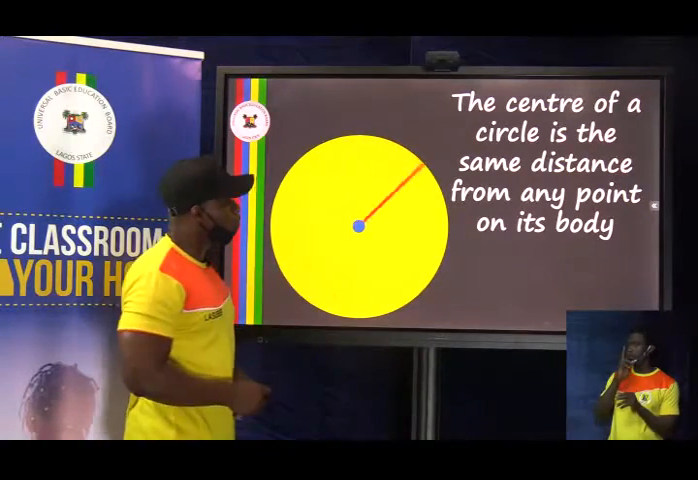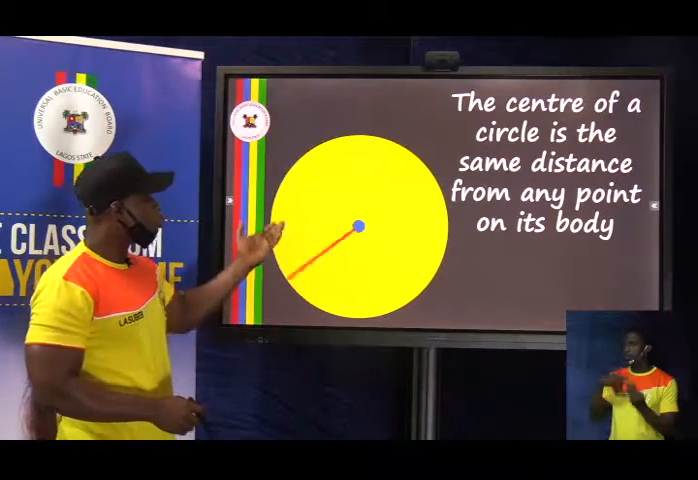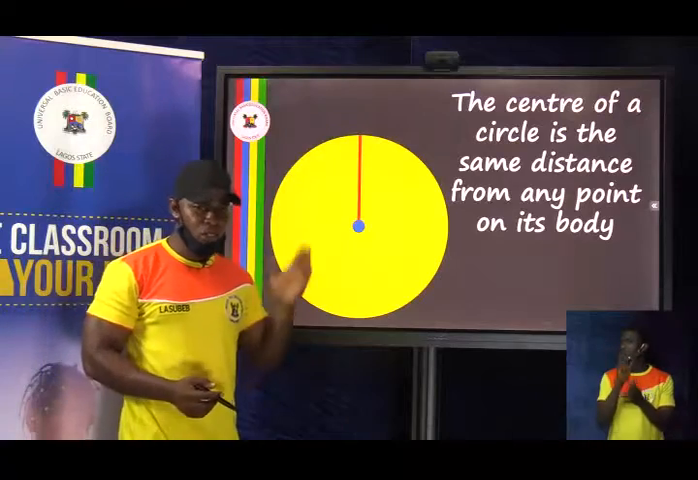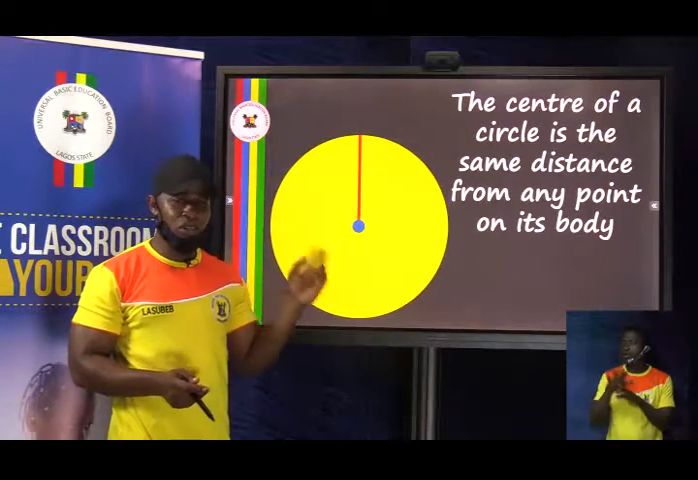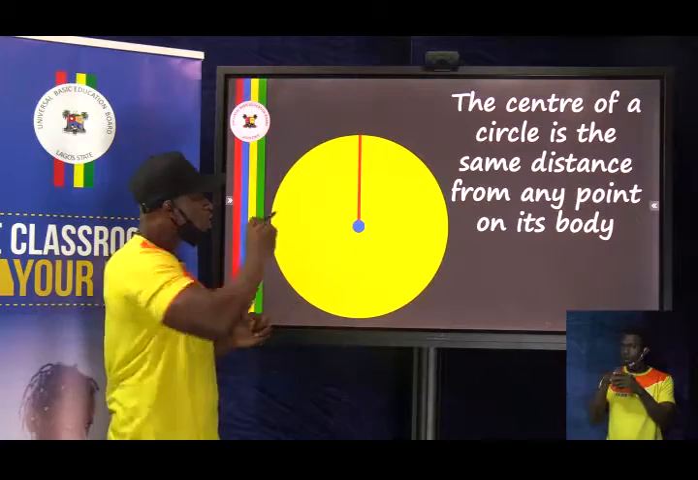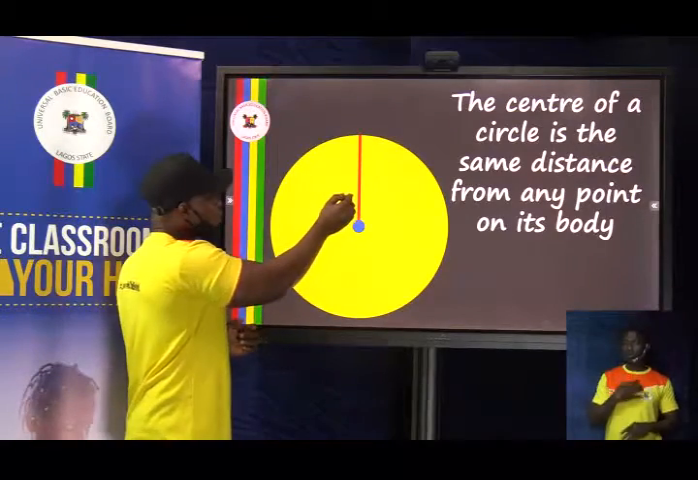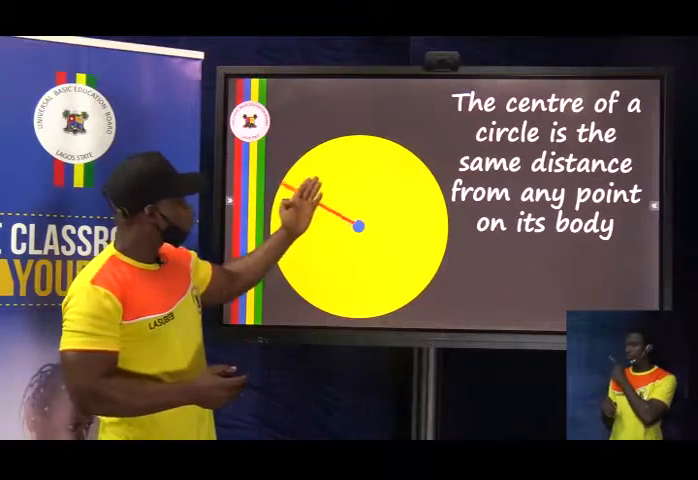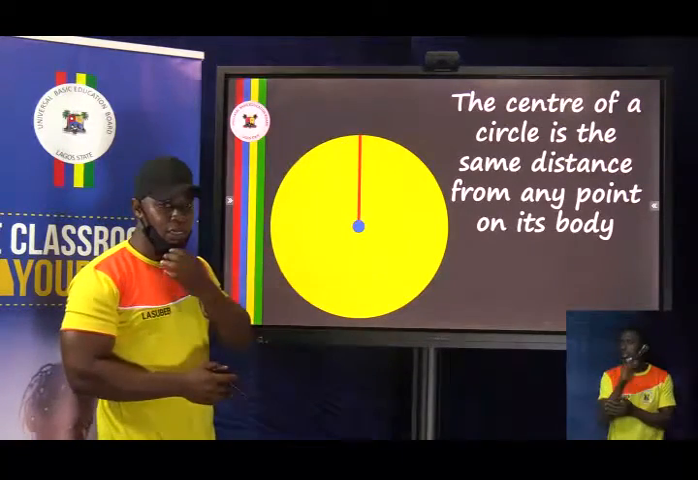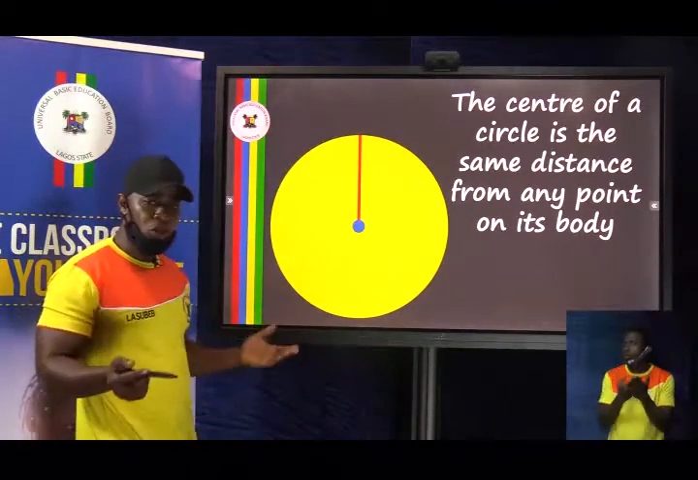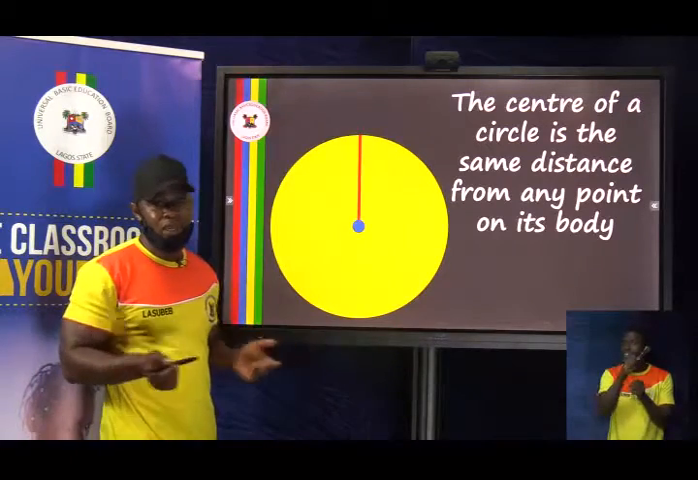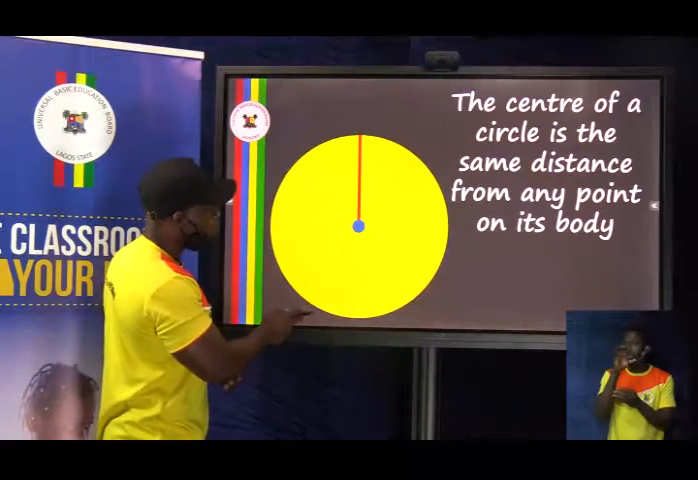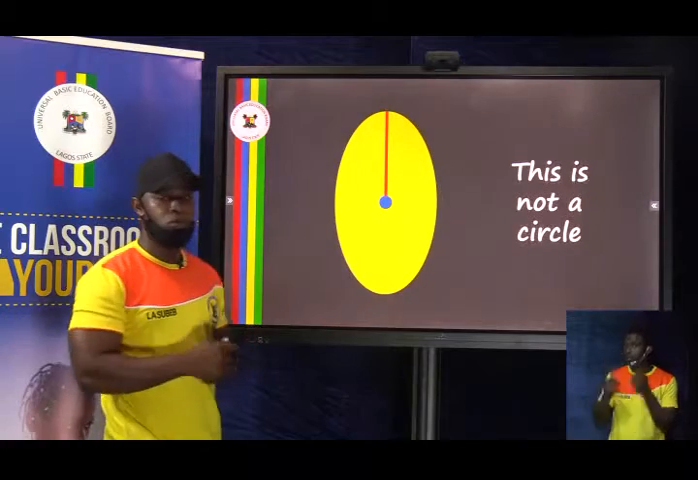Now I want you to watch as it goes around. You can see that the red line does not come into the circle, doesn't go outside the circle, it remains on the body of the circle. I'll let it go again so you can see. On the body of the circle throughout. That means this is a circle. But it is not all round shapes that are circles. Let's see some shapes that are round but are not circles.